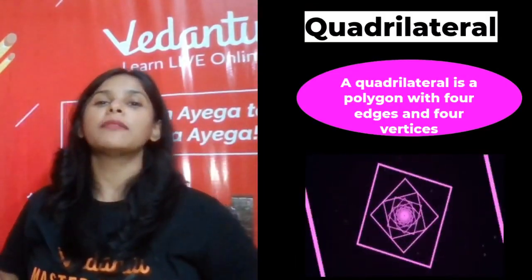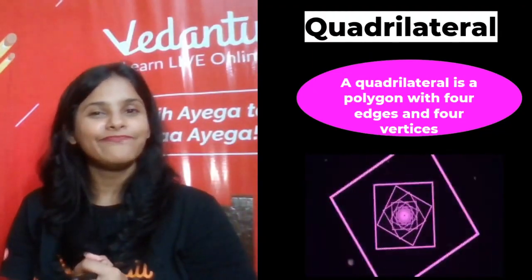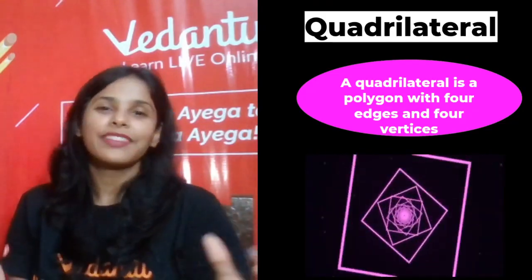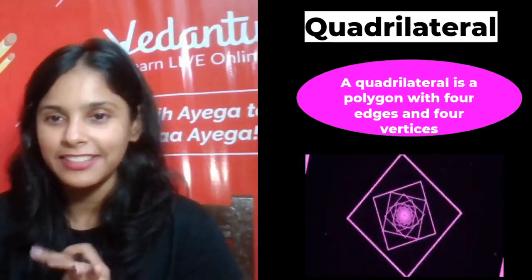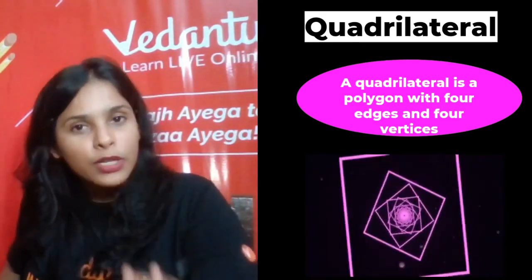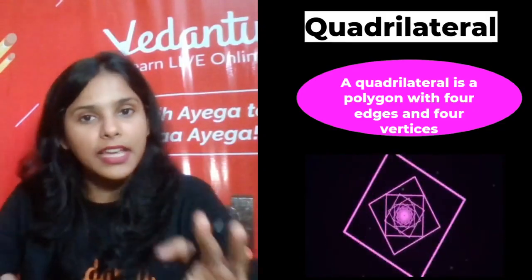Guys, now let's talk about quadrilaterals. I love quadrilaterals. You know why? Because they have 4 sides. Or whatever you can say, but I love quadrilaterals. A quadrilateral is a kind of polygon which has 4 sides, 4 edges, 4 angles. Right?